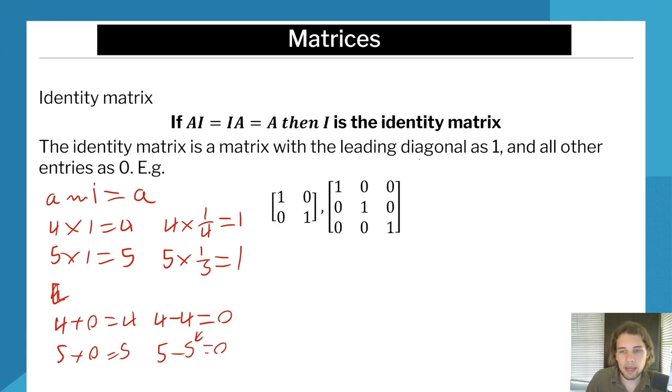Now, an identity matrix is the same idea. You have a matrix, you multiply it by the identity, it equals the same thing. You multiply a matrix by the inverse of that matrix, it creates the identity. So an identity matrix looks like this.